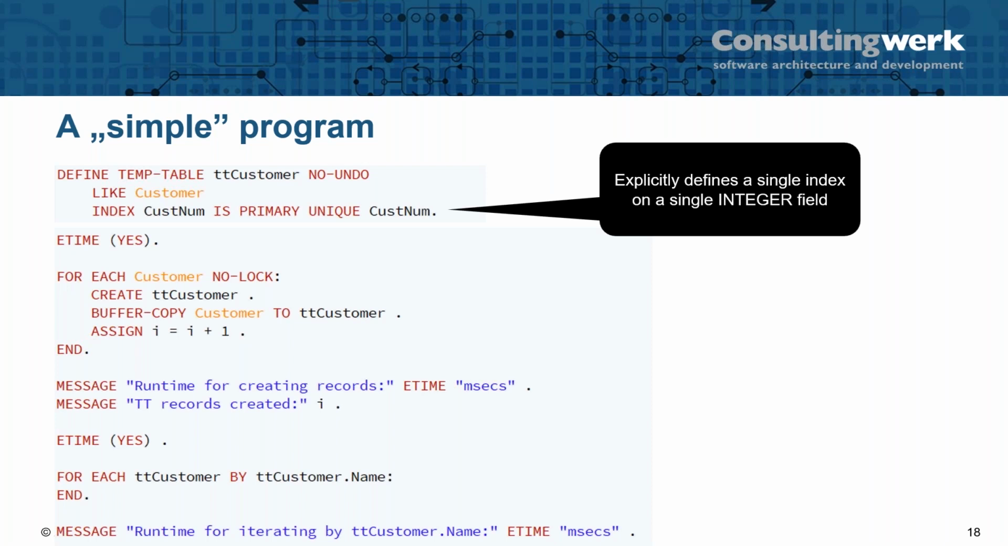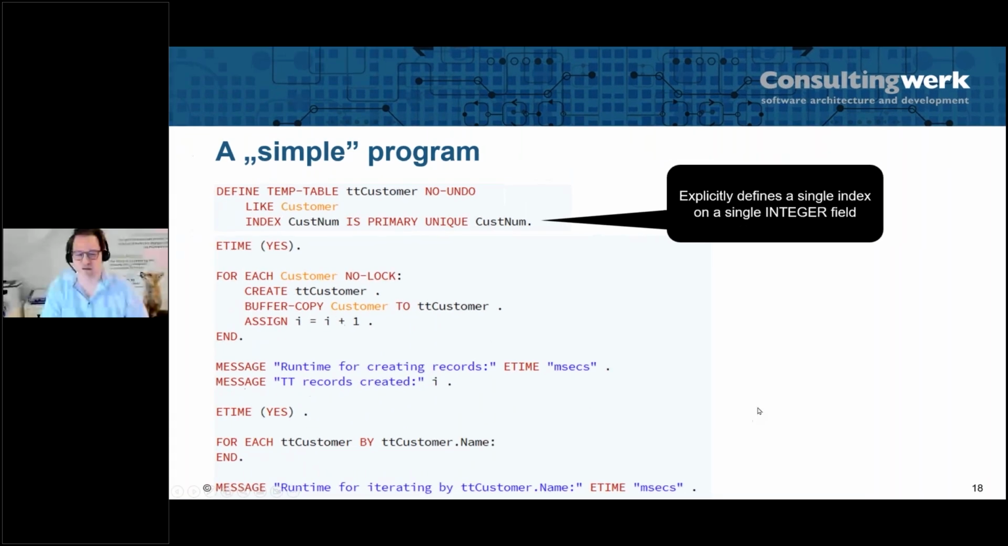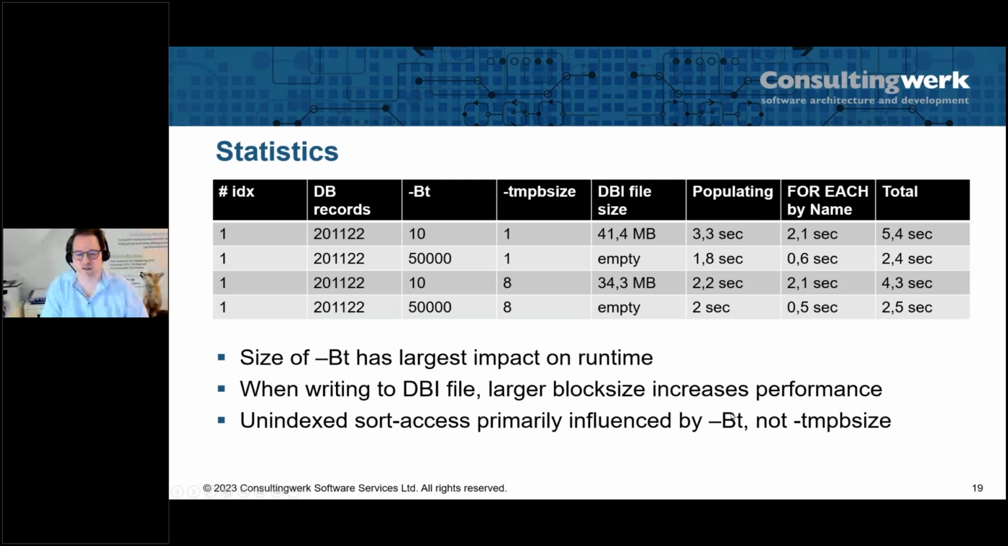My Sports2000 database here has about 200,000 customer records, and each of them I copy into the temp table, and I count the time. And then I have, in the end, for each tt-customer by customer.name, which here is an unindexed field. And so I was running this program with various combinations of -Bt and -tmpbsize.